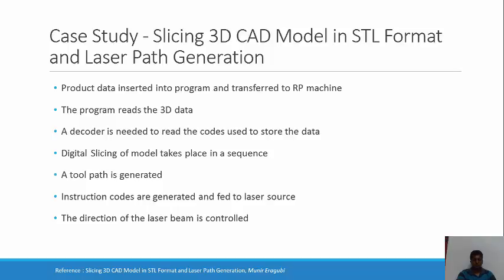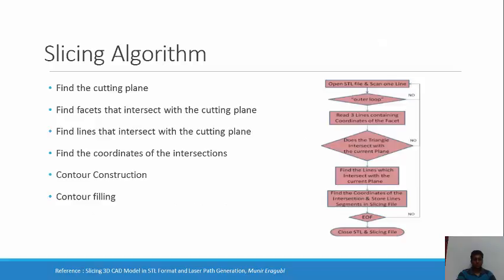The tool path is used to generate instruction codes sent to the laser source, which controls the direction of the laser beam, which then converts the laser raw material powder into a solid final product. Now this is the slicing algorithm which is used to slice the geometry from the STL file. Slicing the geometry requires the data from bottom to top. So these following steps are followed in order to slice the layers accordingly.